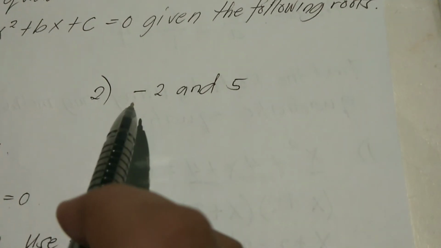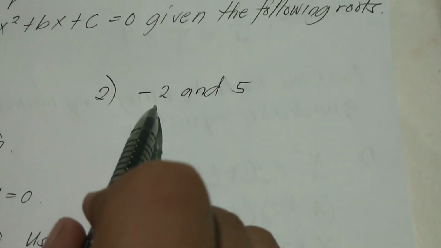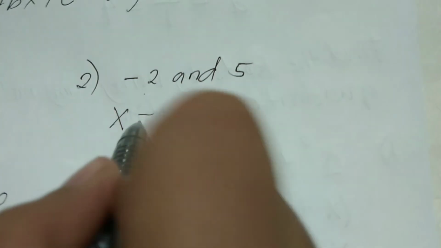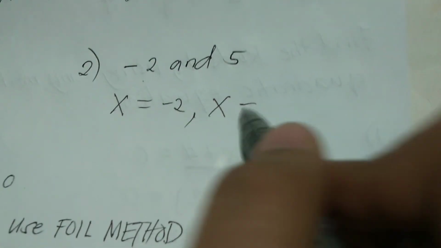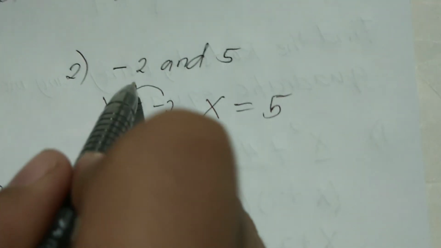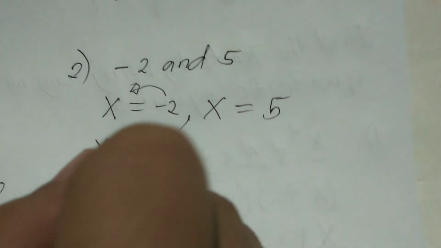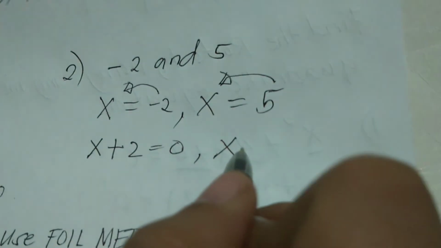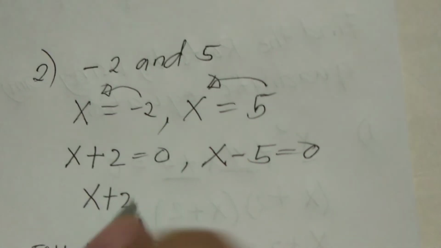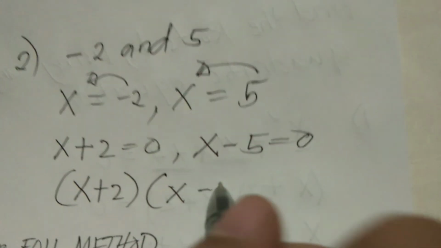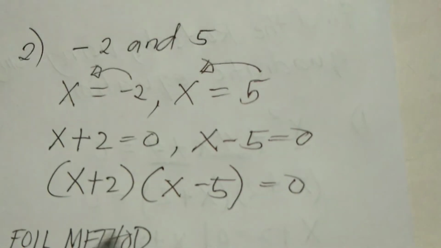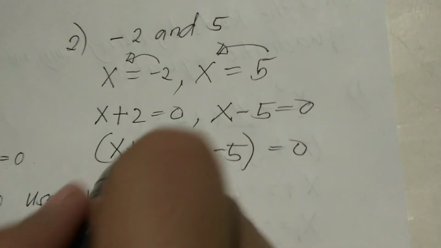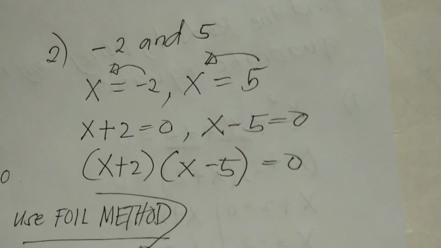Another example: negative 2 and 5. So, we have x is equal to negative 2 and x is equal to positive 5. Transpose again. So, we have x plus 2 is equal to 0 and x minus 5 is equal to 0. Then combine: x plus 2 times x minus 5 is equal to 0. Again, use the FOIL method.